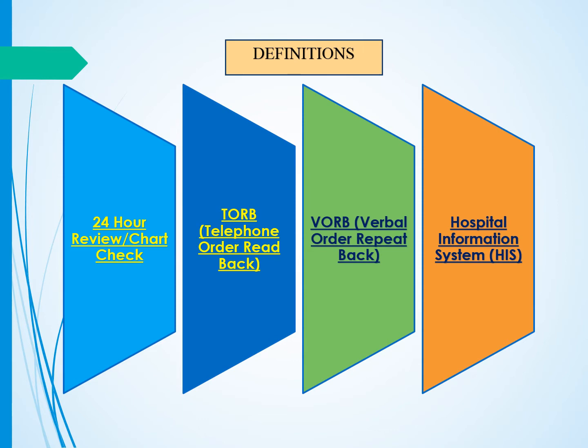VORB, verbal order repeat back, is documenting a verbal order received by the staff nurse from the physician who is physically present but cannot leave the patient, as in an emergency situation, for example code blue. The staff nurse receiving the order will repeat it back to the physician for confirmation. Hospital Information System, HIS, is an integrated system to store, manipulate, and retrieve clinical, non-clinical and administrative information in a healthcare organization.